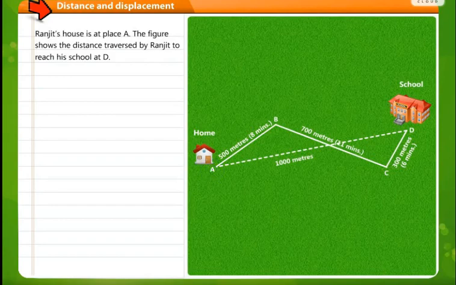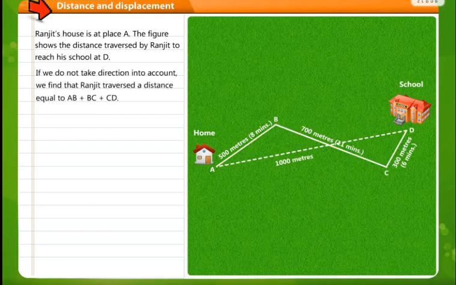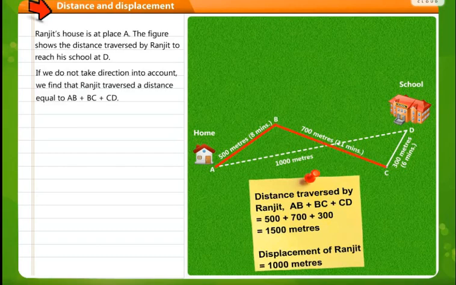And further we'll just study the difference between distance and displacement. Ranjit's house is at place A. The figure shows the distance traversed by Ranjit to reach his school at D. Now this is how from home to school Ranjit has traversed the distance, which is going to be equal to AB, BC and CD. So this is the distance traveled, that is 1500 meters.